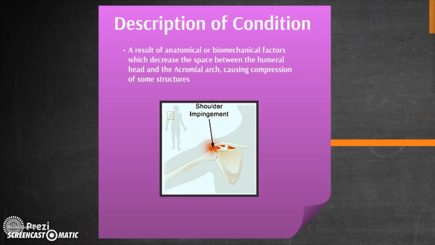There's two main types of shoulder impingement, primary and secondary. In this presentation, we're just going to focus on primary shoulder impingement. This is a result of anatomical or biomechanical factors which decrease the space between the humeral head and the acromial arch, thus causing compression of some of these structures we already mentioned. In comparison, secondary shoulder impingement is more of a dynamic instability.